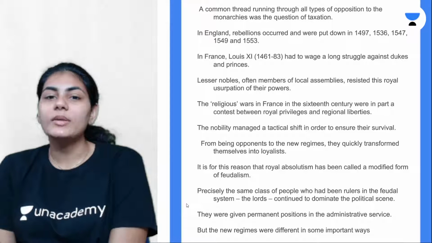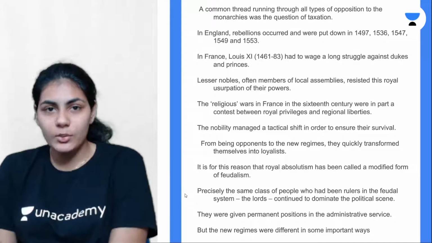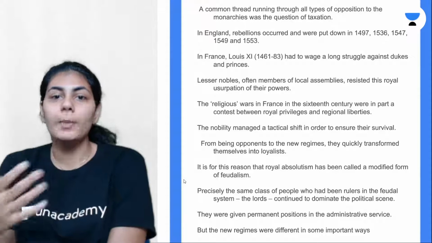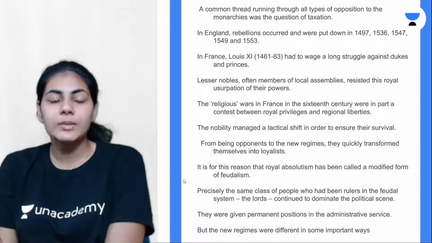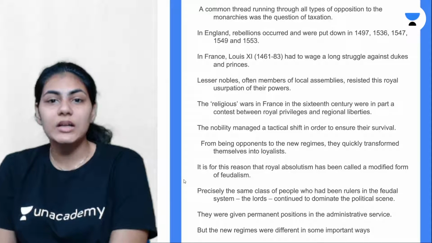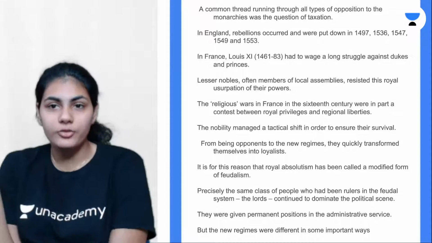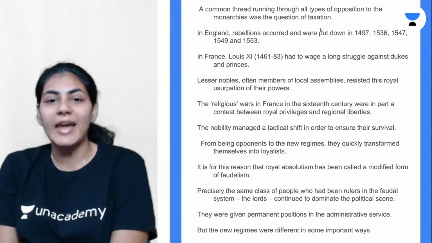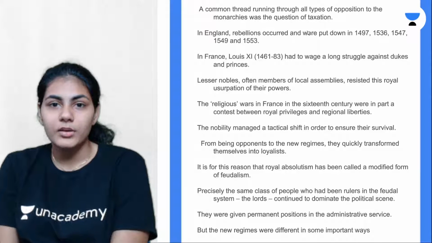So, whatever the opposition that the king was facing, because people are stopping him from becoming so centralized, there is a common thread running through all of these types of opposition, and that was the question of taxation. So what is the problem with taxation again?